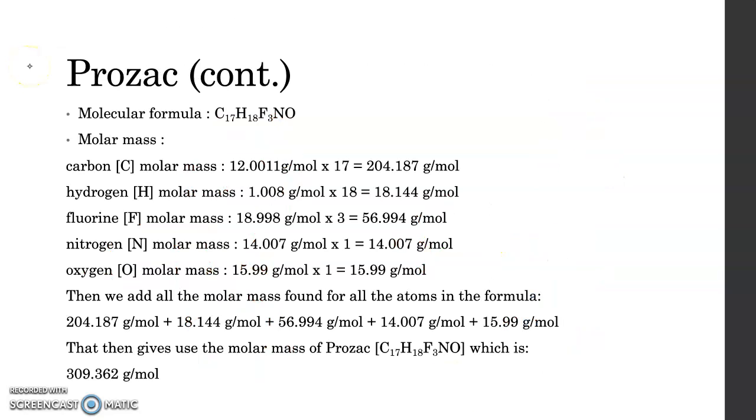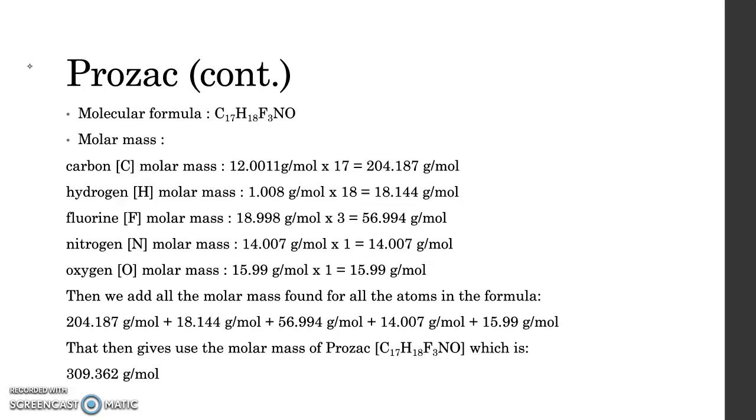Now, to continue talking about Prozac, we will be talking about the molecular formula of Prozac, which is C17H18F3NO. And then we find the molar mass, which is when we find the molar mass of each individual atom in Prozac, and then we add it all together to get the molar mass.